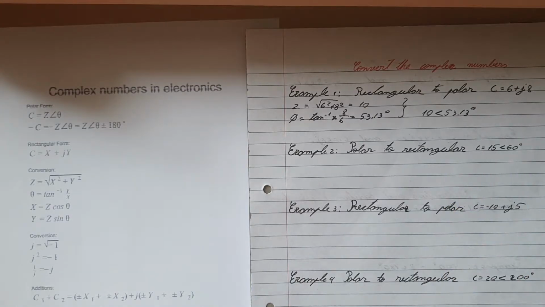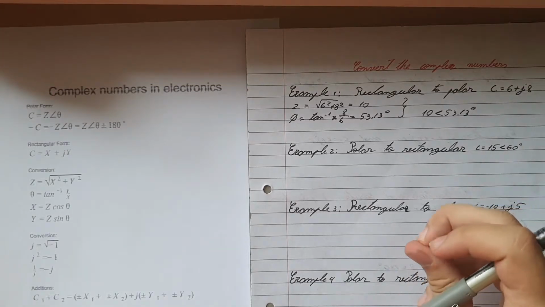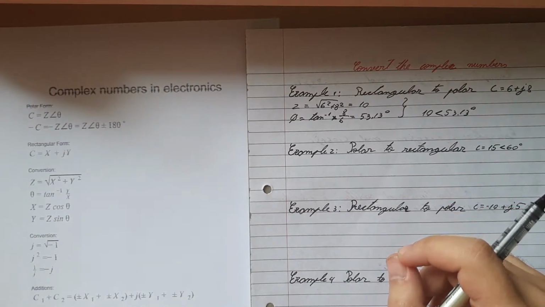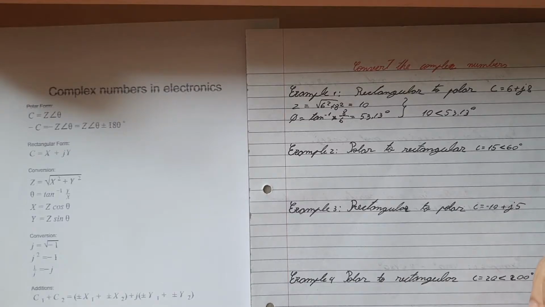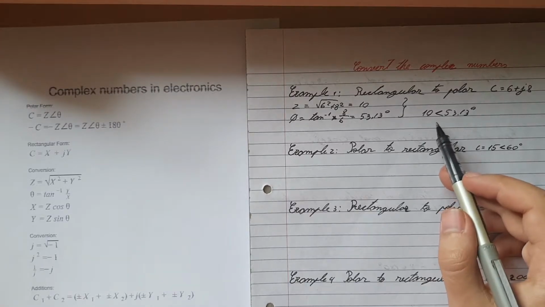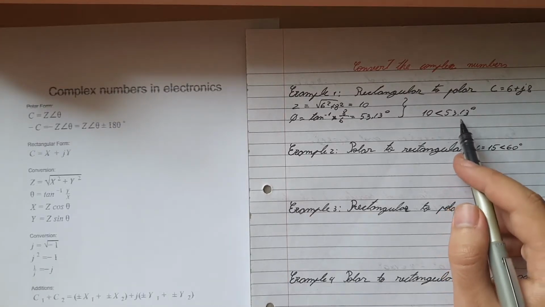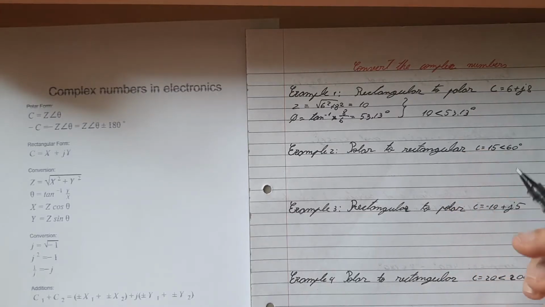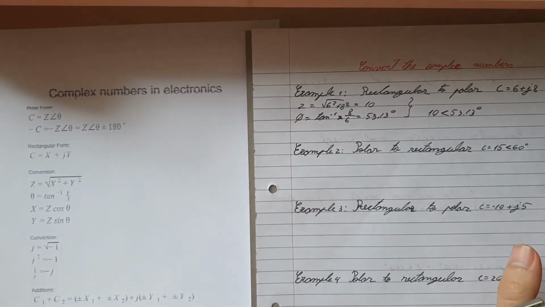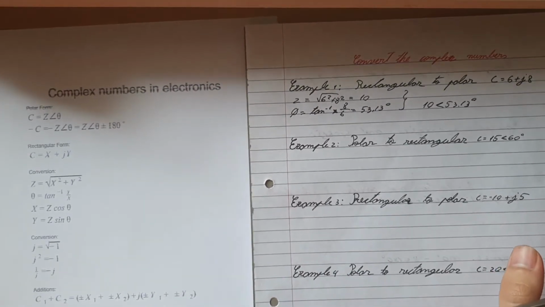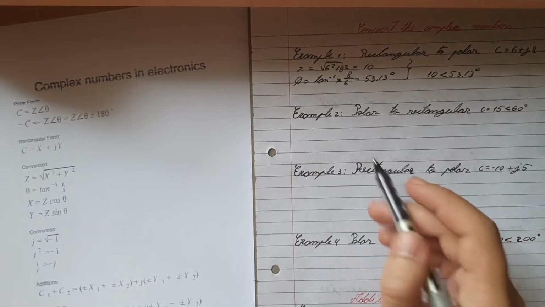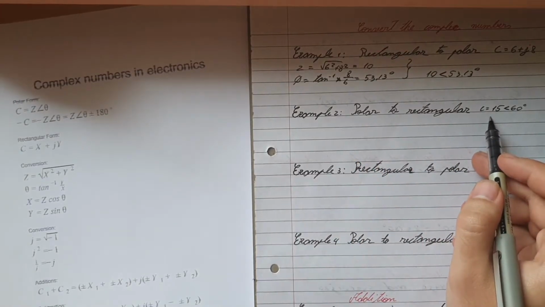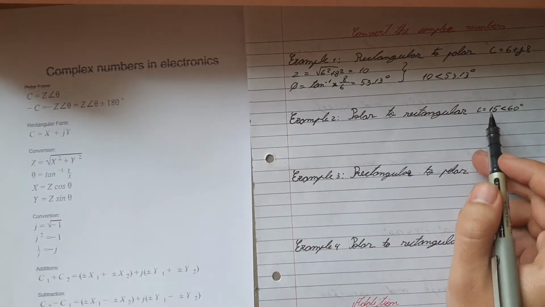And you may ask, well, why do you need to convert it to rectangular form? Again, it's because you can't really add polar numbers. For example, if you have 10 at 53.13, you can't just add it up with 5 at the angle of 60 degrees. But anyway, let's keep going. Now let's see polar to rectangular form, and this time we have 15 at the angle of 60 degrees.